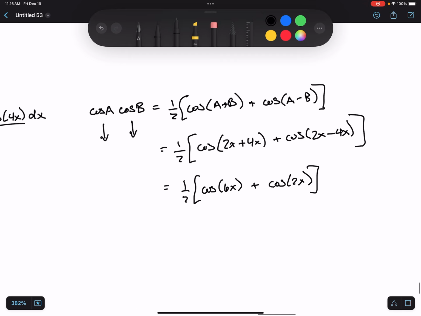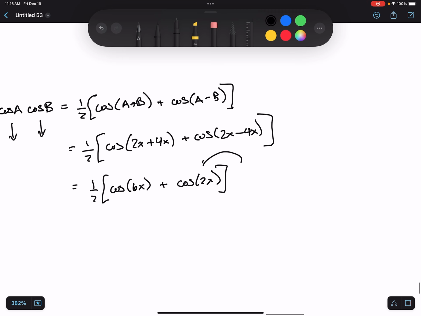Now you might be wondering why this isn't cosine negative 2x, and that's because cosine is an even function, and so cosine of negative theta equals cosine theta. Therefore, we can go ahead and write this as 2x.